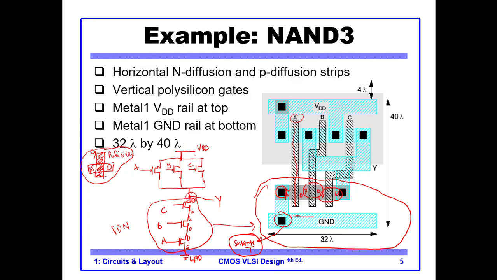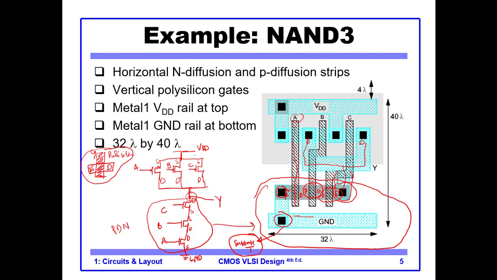You see here the drain of transistor C is connected with this contact, and this whole contact, if you see, this is our source, this is our source, this is drain, drain, drain. So all the drains are connected to Y. Okay, all the drains are connected.